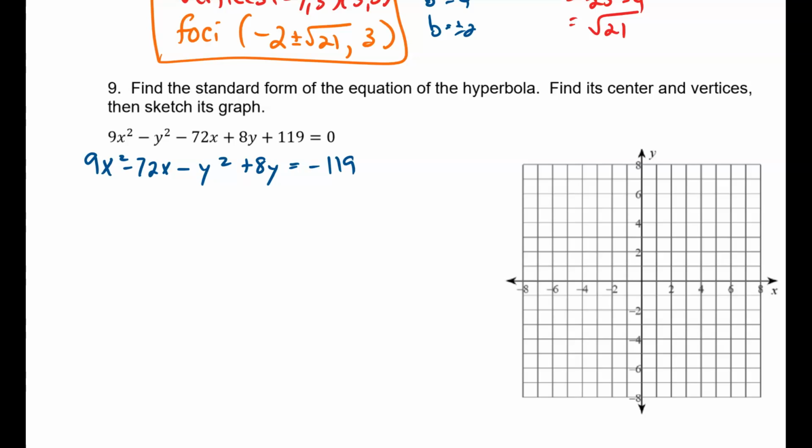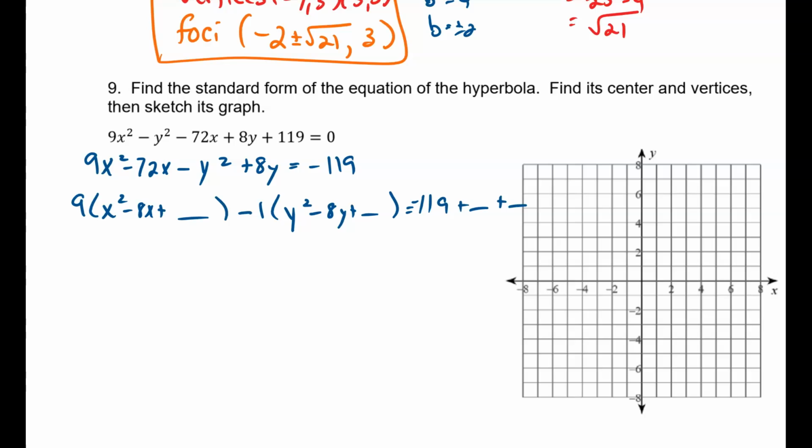Okay, so my friends, we factor out a 9 first. We get 9 times quantity x squared minus 8x plus blank. Then we go minus 1, because y has to be positive for completing the square and it has a negative out, so take out a negative 1, and that's going to leave us y squared minus 8y plus blank equals negative 119 plus blank plus blank. All right, so now let's complete the squares for each one individually.